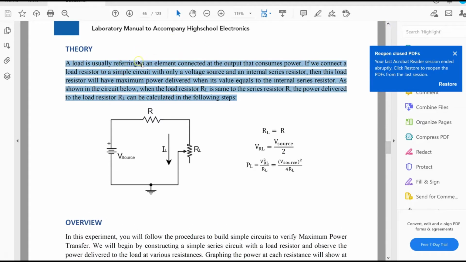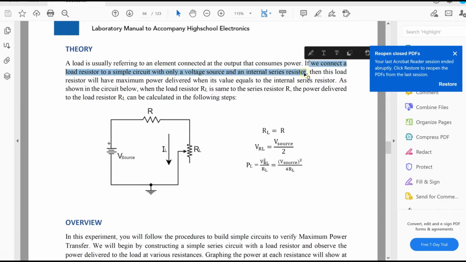Okay, so let's go through a little bit of theory about maximum power transfer. A load is usually referred to as an element connected at the output that consumes power. Like I said, this could be anything: fan, motor, speaker, or things of that nature. If we connect a load resistor to a simple circuit with only a voltage source and an internal resistor, just like you see over here, there's a source, there's an internal resistor, and in series you have the load.